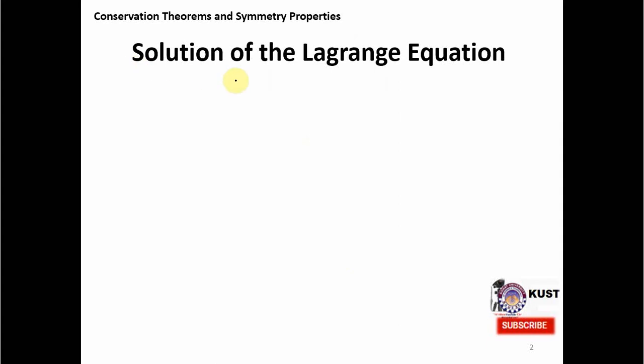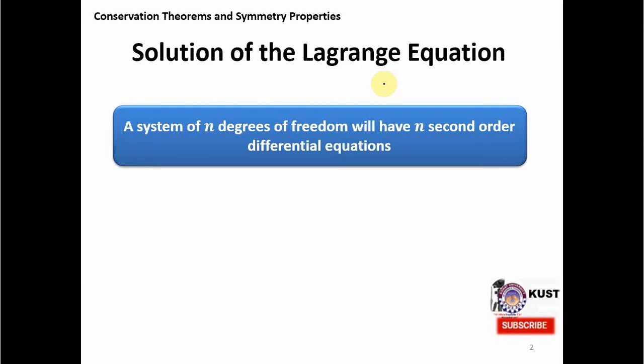So we start with the solution of a Lagrange equation. In previous lectures we have developed the Lagrange formalism, and we know how to derive the Lagrange equations. So when we have this Lagrange system of equations, we know that if there are n degrees of freedom, then we will have n second order differential equations, because for each degree of freedom we will have to write one coordinate, and for one coordinate we will have a differential equation which is of second order.